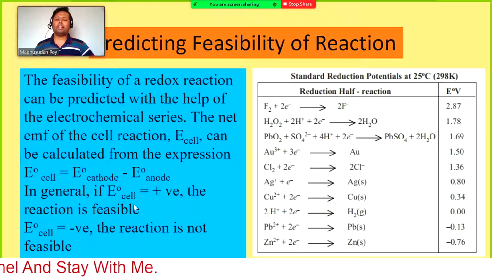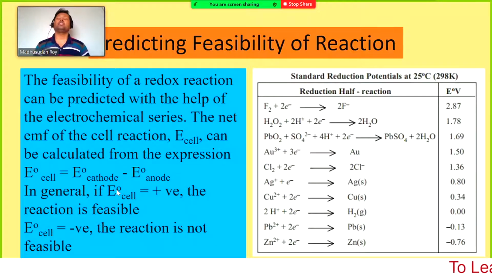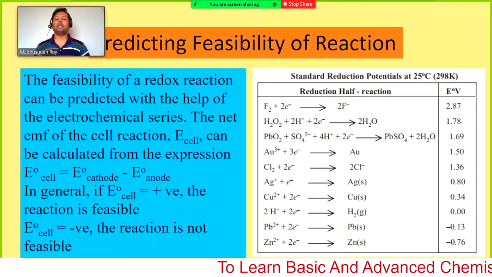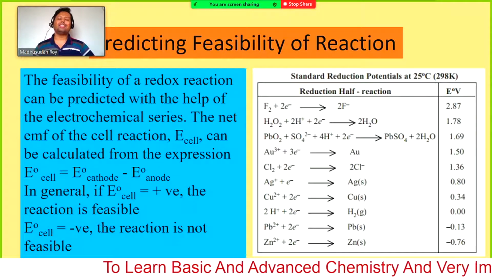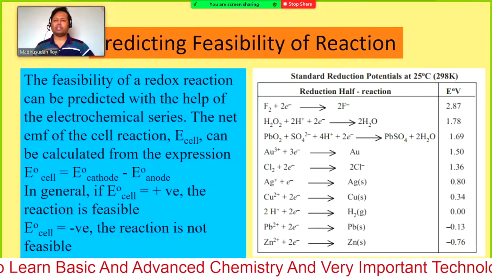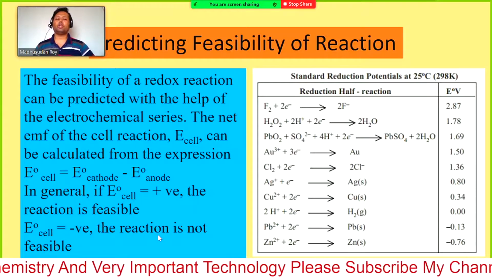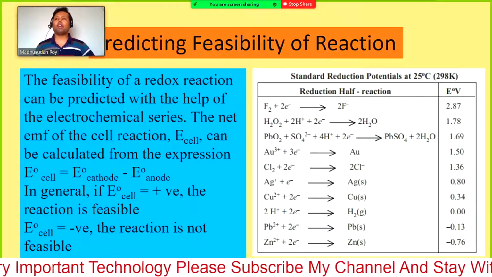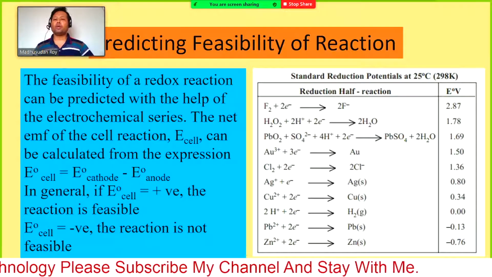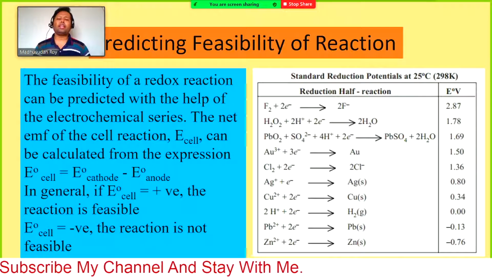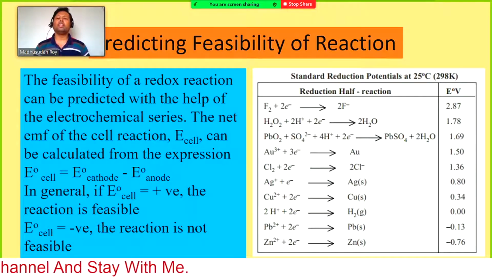If you generate a cell out of two different electrodes, and you find that the E naught cell is greater than 0 or positive, then the reaction is feasible. And if E naught cell is negative, then the reaction is not feasible. That means the reaction will not happen by itself, or it is a non-spontaneous process. So to make a non-spontaneous reaction happen, you need to supply some energy from outside. That will be electrolysis.